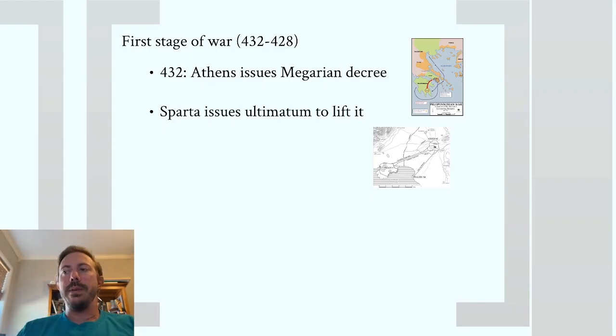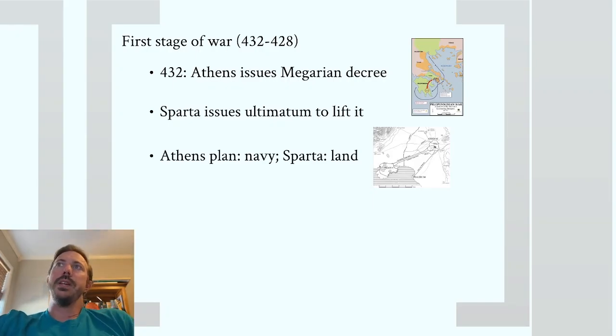If you don't know what an ultimatum is, you actually do. Your parents use it all the time. You need to stop doing that, or else. You need to stop doing that, or I'm going to take your thing away, or whatever. You know what an ultimatum is. So Sparta issues an ultimatum to Athens to lift the Megarian Decree and allow Megara and Megarian citizens to trade in Athens once again.